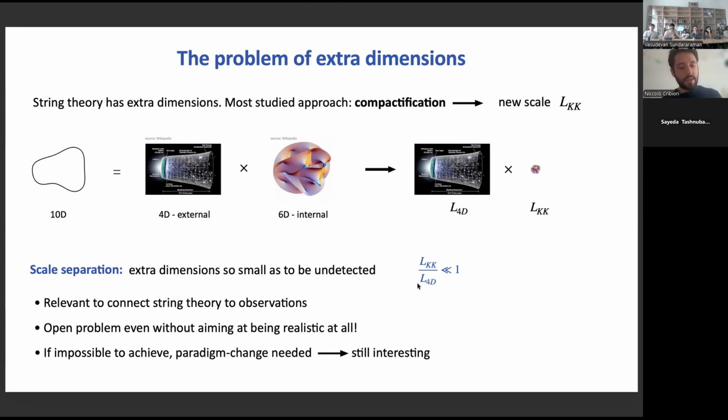And let me stress that if it turns out, maybe in a few years or more, that this hierarchy is impossible to achieve in string theory, it is not, I think, the end even of string theory research of this kind, because it just means that this is not the way to go. There are other options to connect string theory to observations which do not go through a compactification. So it just means that we are taking the wrong approach. And even in this case, we would learn something.